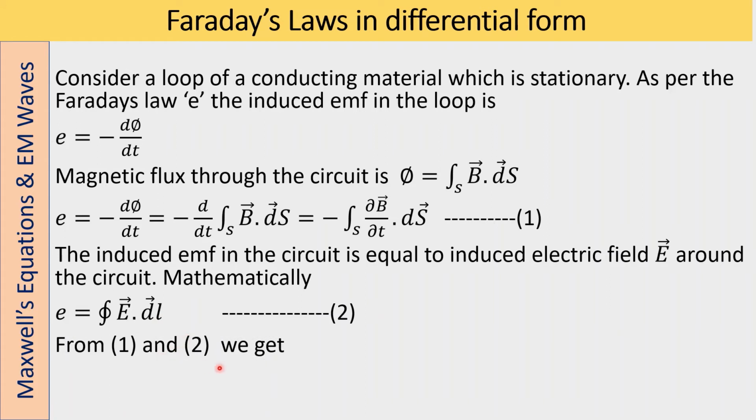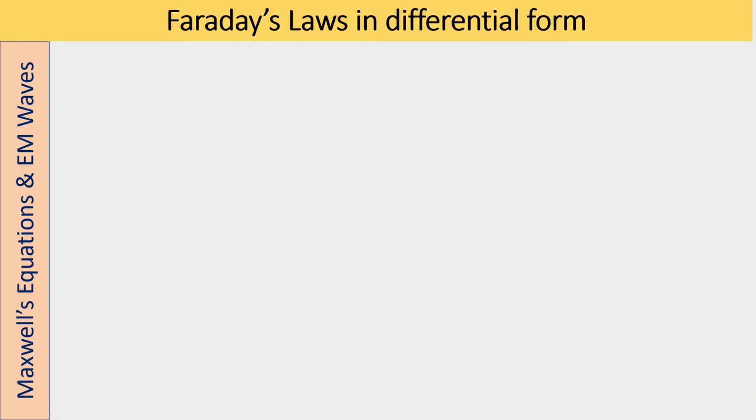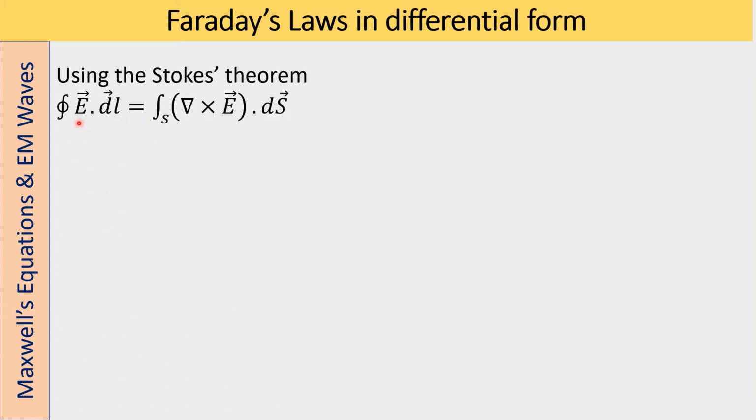So from 1 and 2 we can write, line integral of E dot dl is equal to minus surface integral of del B by del t dot ds. Now using Stokes theorem we can write line integral of E dot dl is equal to surface integral of curl of E dot ds. So now substitute for E dot dl in the earlier equation.